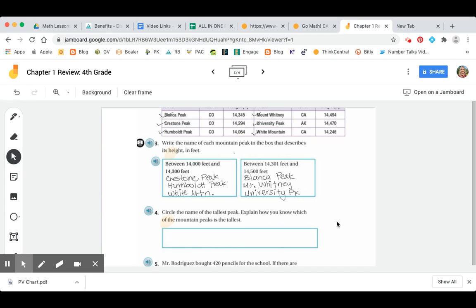Now we have to circle the name of the tallest peak for the next question. So let's check that out. I'm going to just ignore these over here. Why even bother looking at those? Because I know they're less than the other ones. So I'm only going to look at Blanca, Mount Whitney, and University. All right, so I'm just going to put a little circle here around Blanca and then Mount Whitney and then University. Okay, so we have to compare those and find out which one's the greatest. All right, take a moment. Figure out which one you think is the greatest.